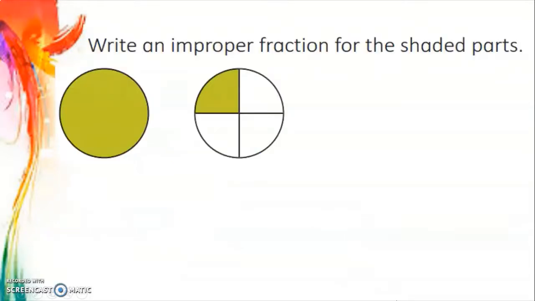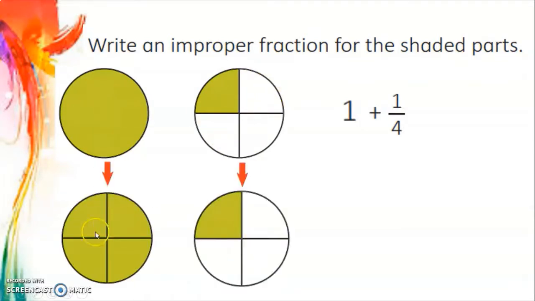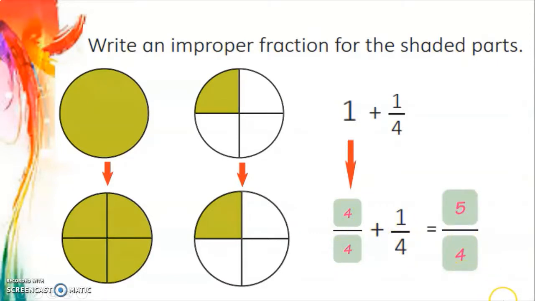Another example. So we have here 1 whole. 1 out of 4 is 1/4. One figure is divided into 4, so this figure, we divide this also into 4. And here is still the same. So the fraction of this is 4/4, and here is still 1/4. So 4/4 plus 1/4, it will be 5/4.